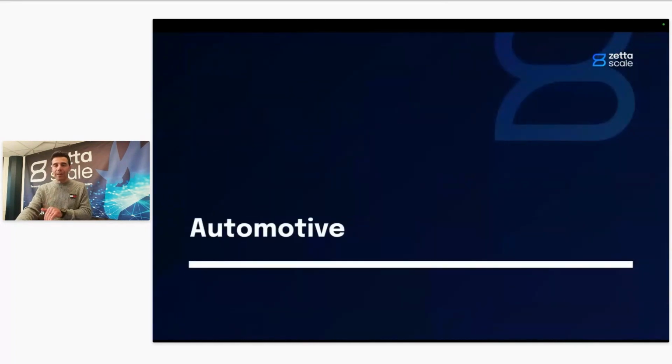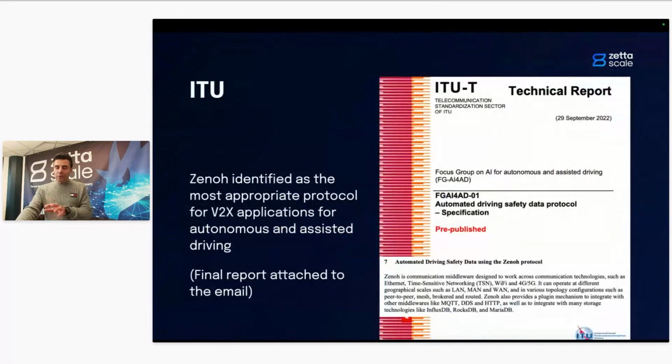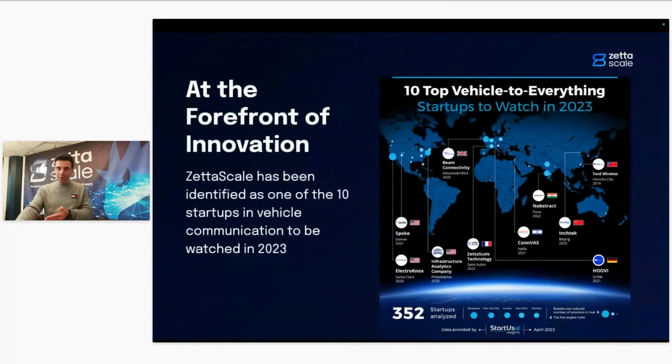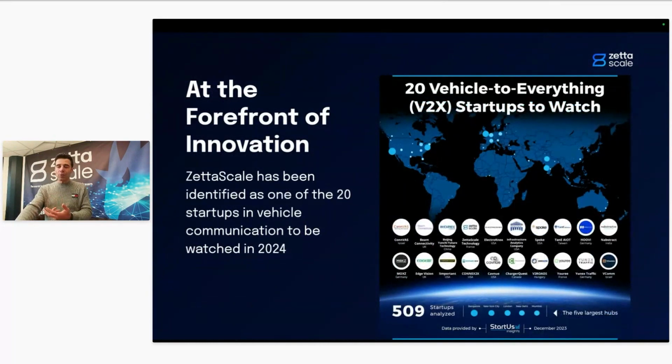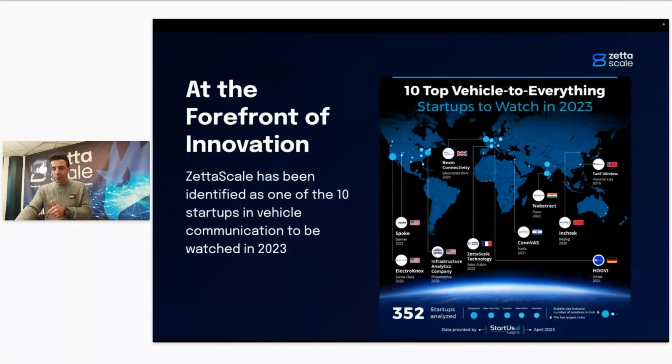Let's look at what is happening in automotive. And I'd say automotive was the revelation of 2023 in a way, right? So first of all, at the tail of 2022, there was a very important recommendation from ITU-T concerning communication between intelligent transport systems that was identifying Zenoh as the ideal protocol for that use case. Then there was recognition in 2022 for 2023 and 2023 for 2024 of Zenoh being one of the key technologies for V2X, and as such, ZettaScale being one of the startups to watch both in 2023 and 2024.